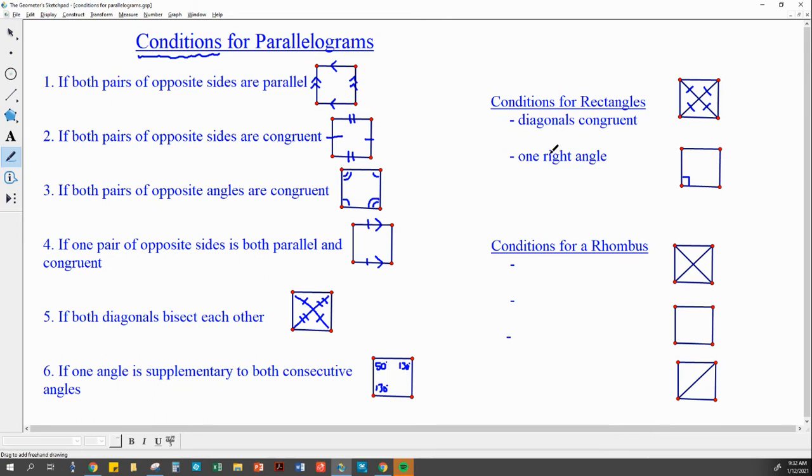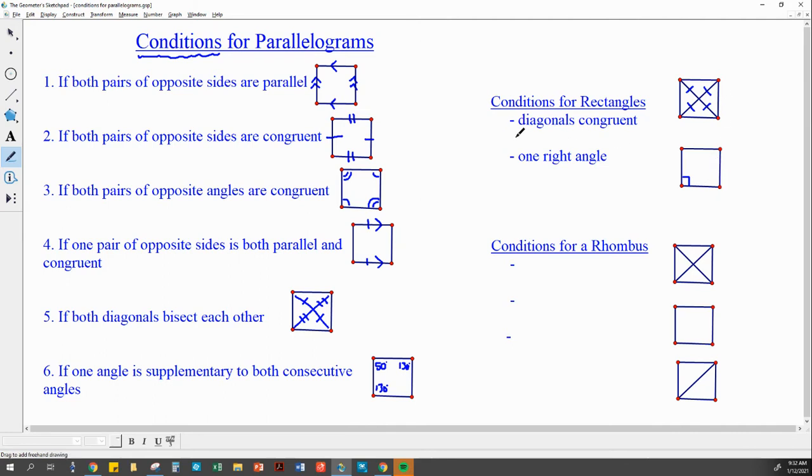because if I know I have a parallelogram, then I know if this is 90 degrees, the one across from it is also 90 degrees. If I have a parallelogram, I know that the consecutive angles are supplementary. So if this is 90, that'll be 90, and the other consecutive angle will be 90. So we really only need to know that one of the angles is 90 degrees, and then I know they all will be 90 degrees.